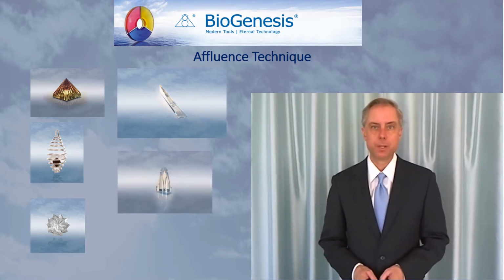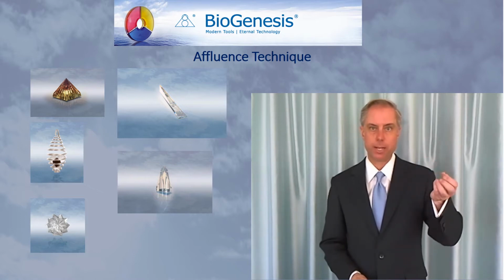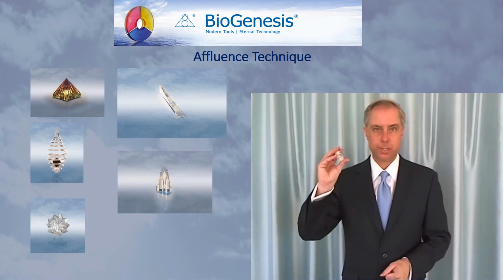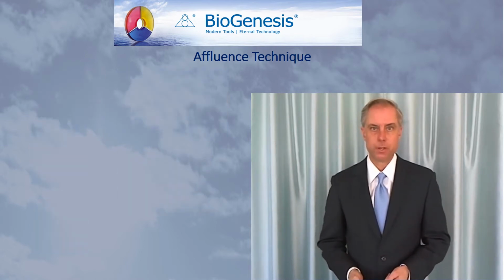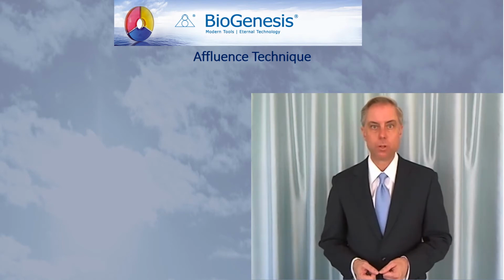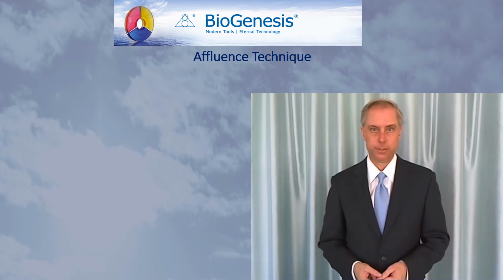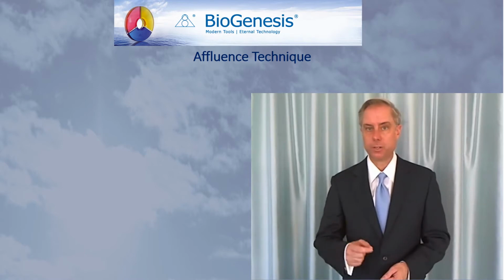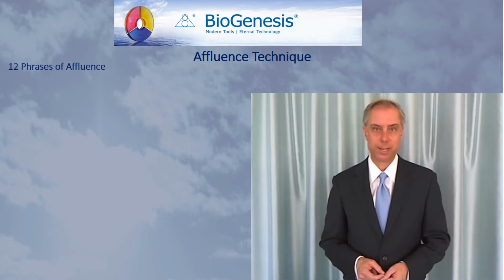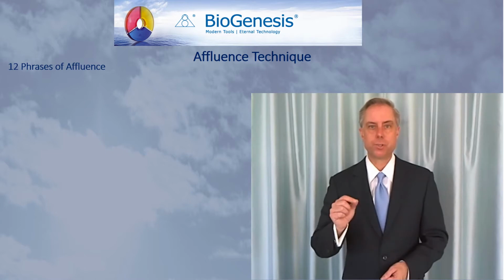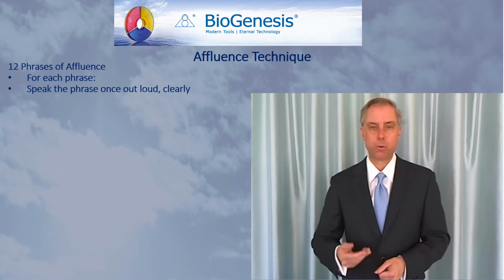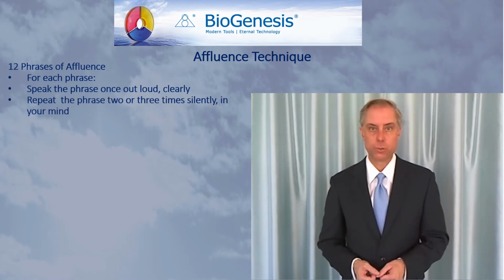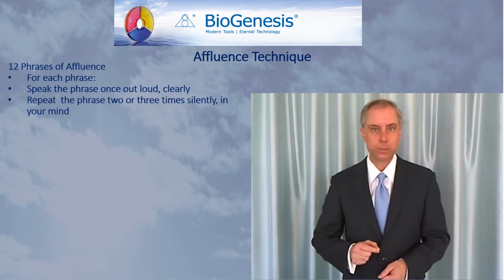You will begin by holding the pendant of eternal light in your left hand and the pocket seal in your right hand. You will then close your eyes. You will verbally state the first phrase. Now, the 12 phrases of affluence need to be spoken out once, and then they will be spoken silently inside 2 or 3 times. You go through each of the 12 phrases of affluence to do this.